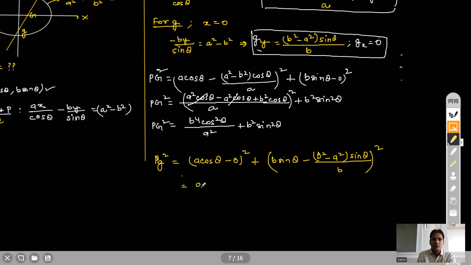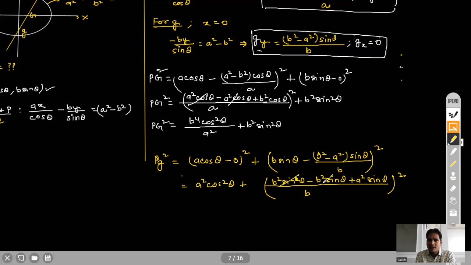PG square, okay. So we can simplify it as a square cos square theta, and what I will do, I will take b LCM here, it will be b square sin theta minus b square sin theta plus a square sin theta, complete whole square. So this b square sin theta minus b square sin theta will get cancelled out. We are left with a square cos square theta plus a power 4 into sin square theta upon b square. Is it okay?